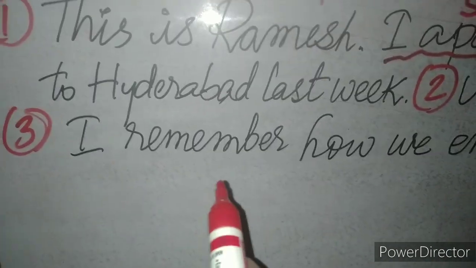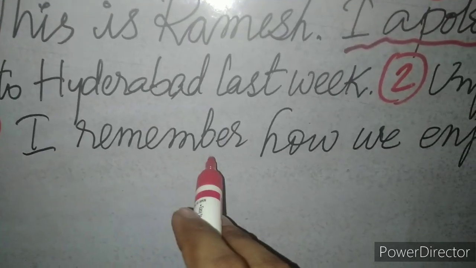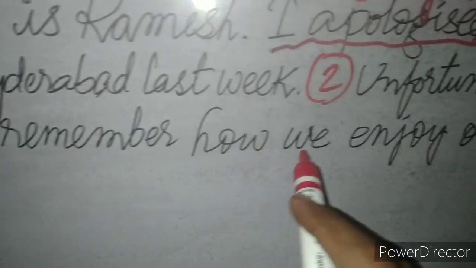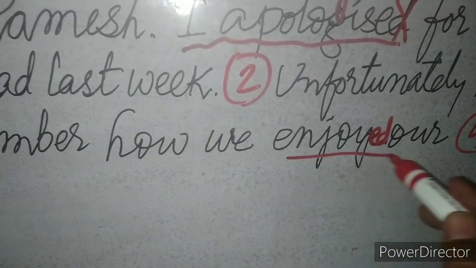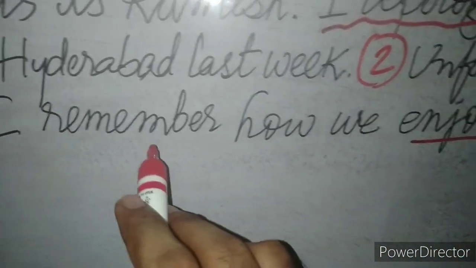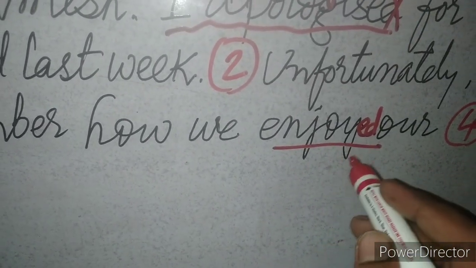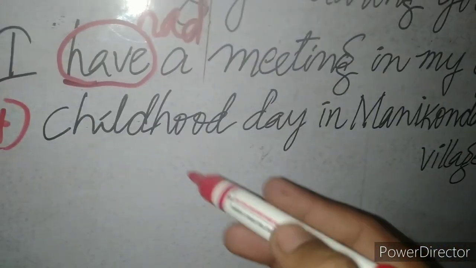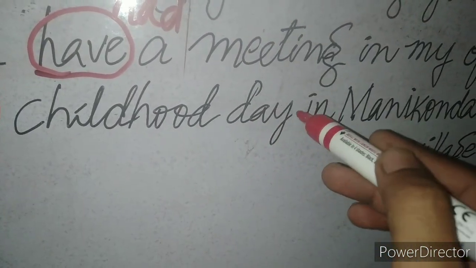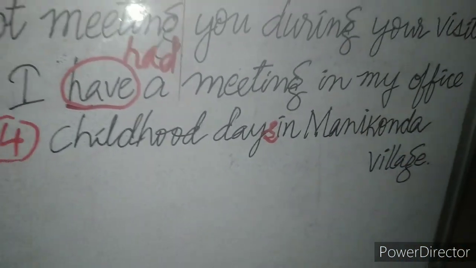Next, the fourth one, I remember how we enjoy our. I remember. What does he remember? How we enjoy. Actually here the answer is enjoyed. So I remember how we enjoyed, not enjoy, how we enjoyed our childhood days in Manikonda village. Childhood day, actually childhood days in Manikonda village. Got it?